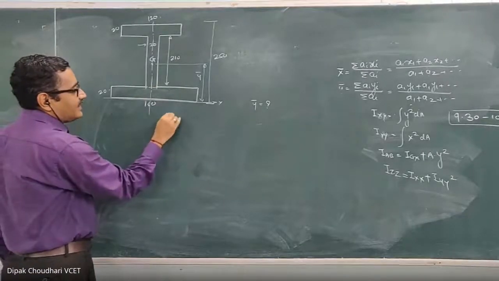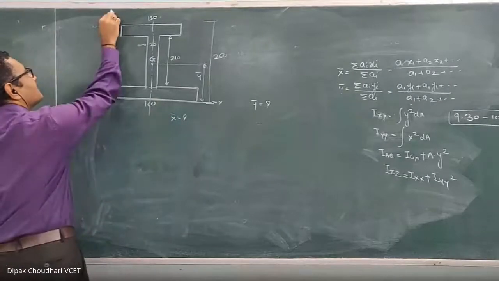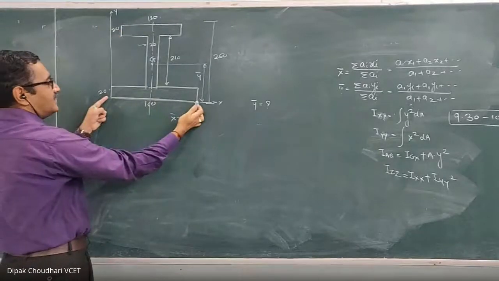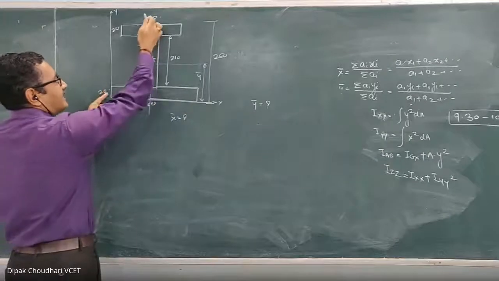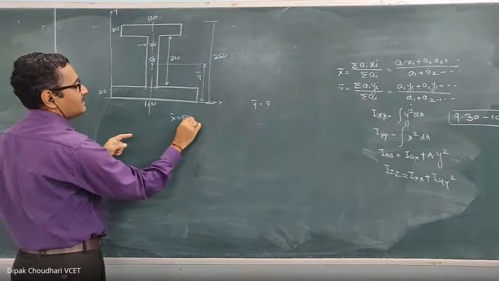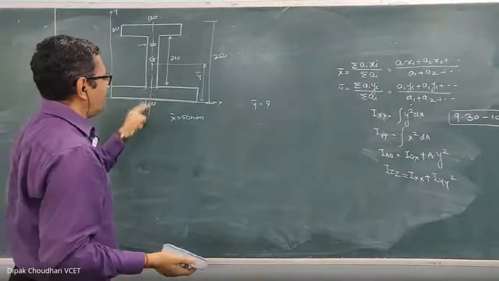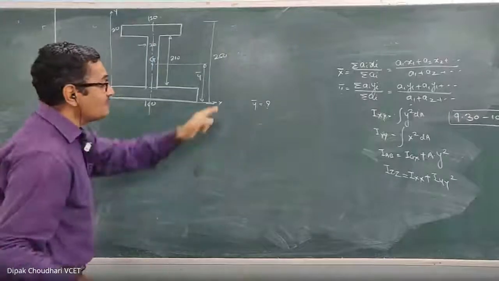There is no need to calculate x bar. That we can write directly. If I consider this as the reference y-axis, and if it is 100 here, and this is the axis of symmetry, then directly I can write x bar equal to 50 millimeter. No need to calculate that. So remember, this is the axis of symmetry. We have to calculate the y bar.